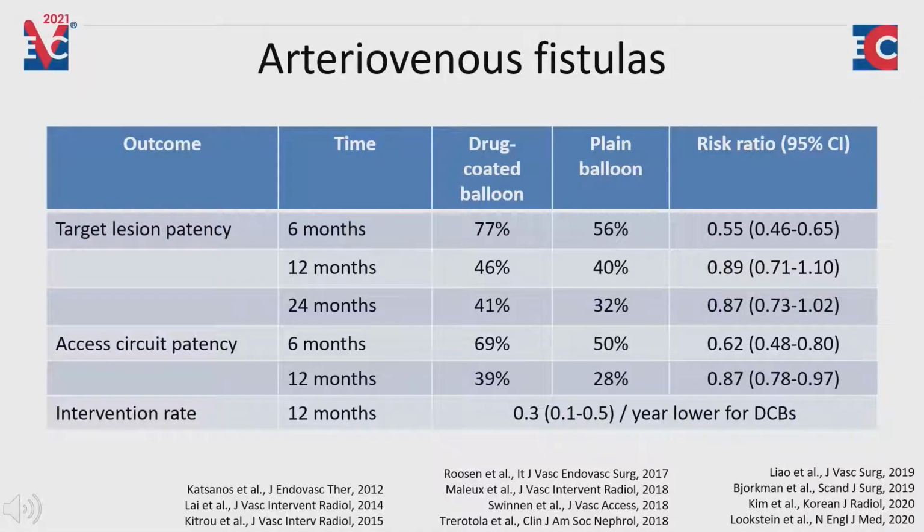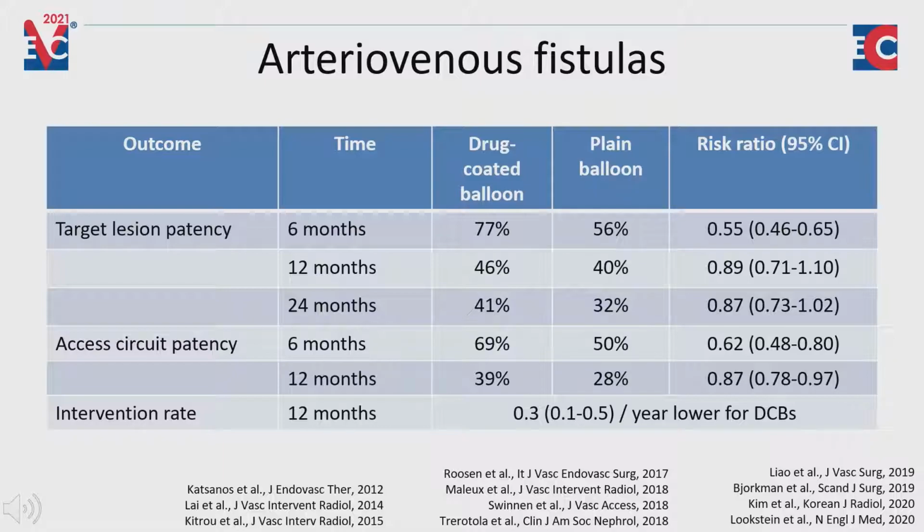In a systematic review, 11 randomized controlled trials with 1,060 patients were identified that compared paclitaxel-coated balloon angioplasty with plain balloon angioplasty of stenosis in arteriovenous fistulas. In a meta-analysis, primary patency of both the target lesion and the access circuit were significantly improved by drug-coated balloons at 6 months after the intervention, but not at longer follow-up.